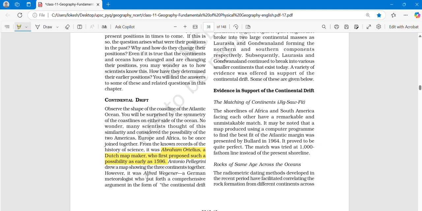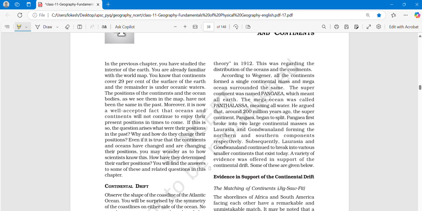However, it was Alfred Wegener, this guy comes even in coordination chemistry, Wegener's theory. A German meteorologist, he put forth a promising argument in the form of the continental drift theory in 1912. According to Wegener, all the continents formed a single continental mass, with a mega ocean around it. The supercontinent was called Pangaea, which meant all Earth. The mega ocean is called Panthalassa, meaning all water.